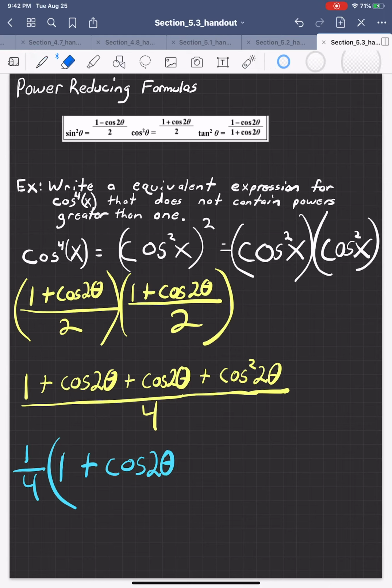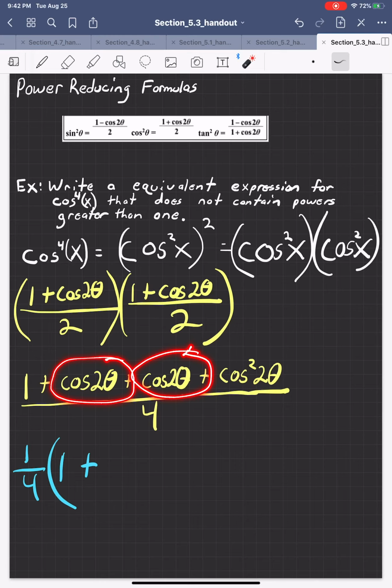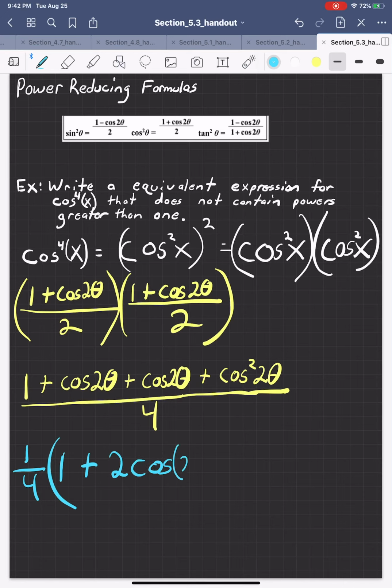And let me do a little bit more combining in this step here. While I'm at it, do you agree? Let's make sure you agree with me. If I have cosine of double theta and I have another cosine of double theta, how many do I have? I have 2 of them. I have 2 cosine double thetas. All right, and finally plus cosine squared.